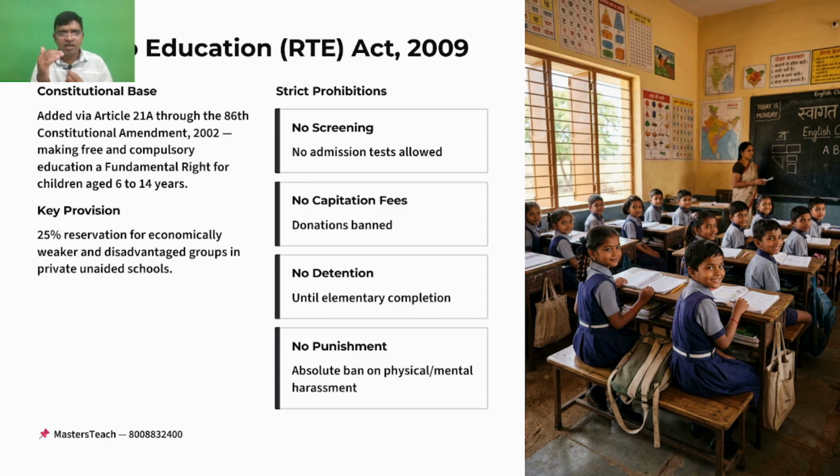So as per the Right to Education Act 2009, there are many things, but we need not discuss them all, only from the examination point of view. In admission, you should not conduct any screening test, no donation or capitation fees, no detention. Until elementary education is over, you should not detain or fail the student. No punishment, whether mental or physical, and no harassment. So this is the Right to Education Act 2009. They may ask this in the examination.